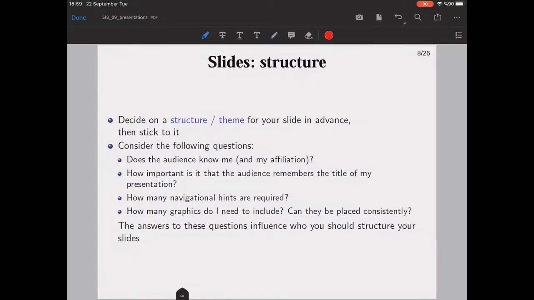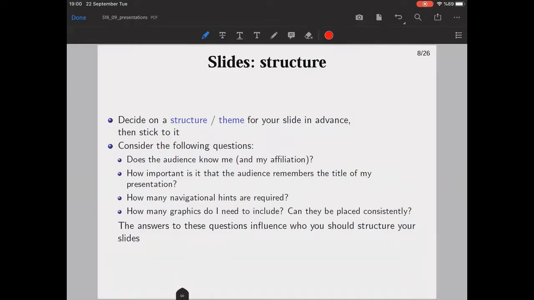And the slides are based on a structure. Decide on a structure or theme for your slides in advance, then stick to it. Once you have decided, consider the following questions. Does the audience know me and my affiliation? If not, you need to emphasize it and spend time on it.